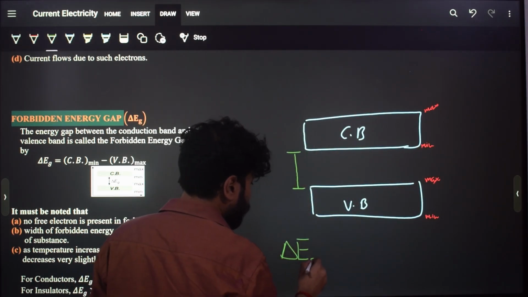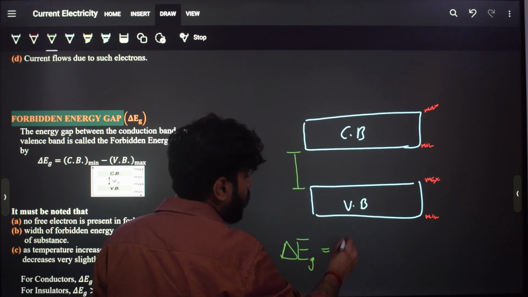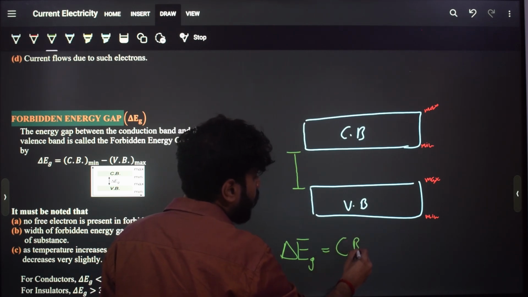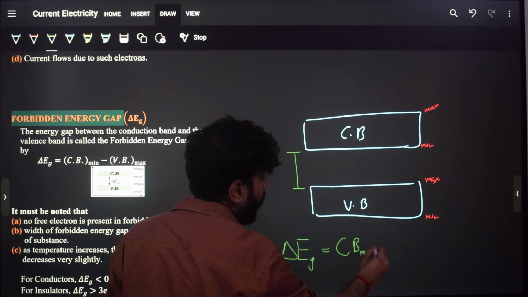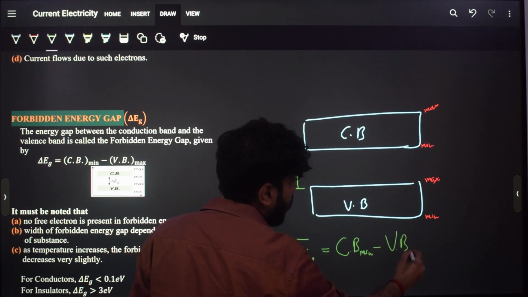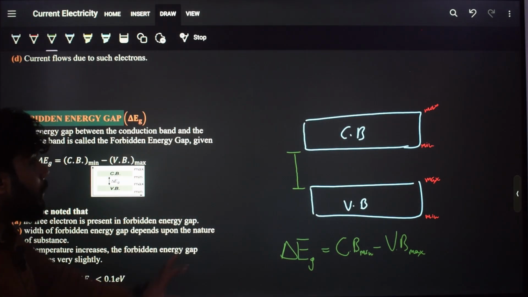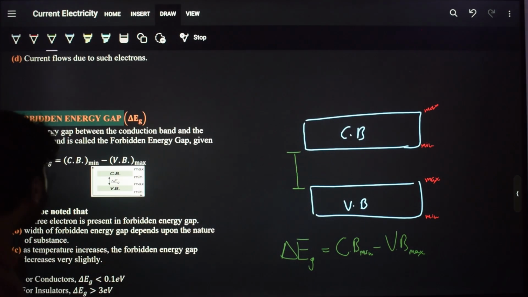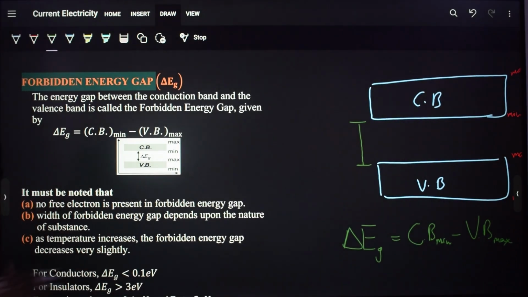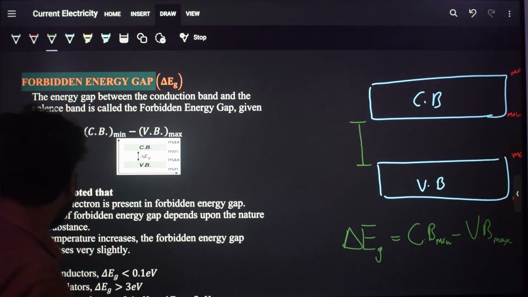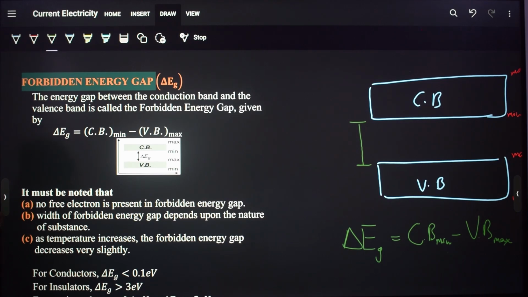And how do you calculate it? You take the minimum value of the conduction band minus the maximum value of the valence band. And there is no electron which can be found between the valence and conduction bands. That's why the name is forbidden energy gap. Then there are other things you can see written here.